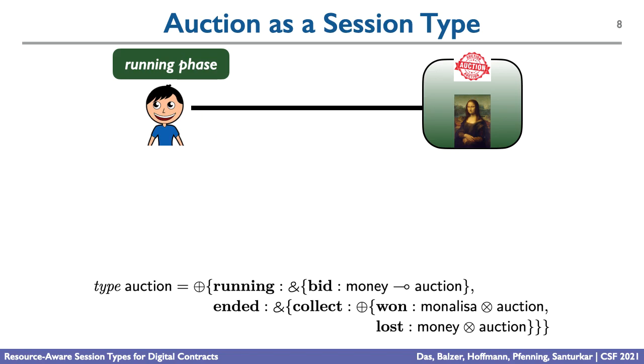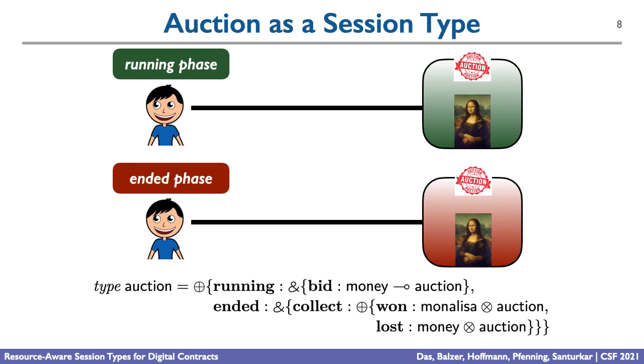After the bid, the bidder sends their money corresponding to their bid. And then the type recurses back to the auction so that other bidders can place their bids into this auction. In the second phase, when the auction has ended, the session type enforces that the auction sends an ended message to the bidder, and then the bidder can only reply with a collect message.